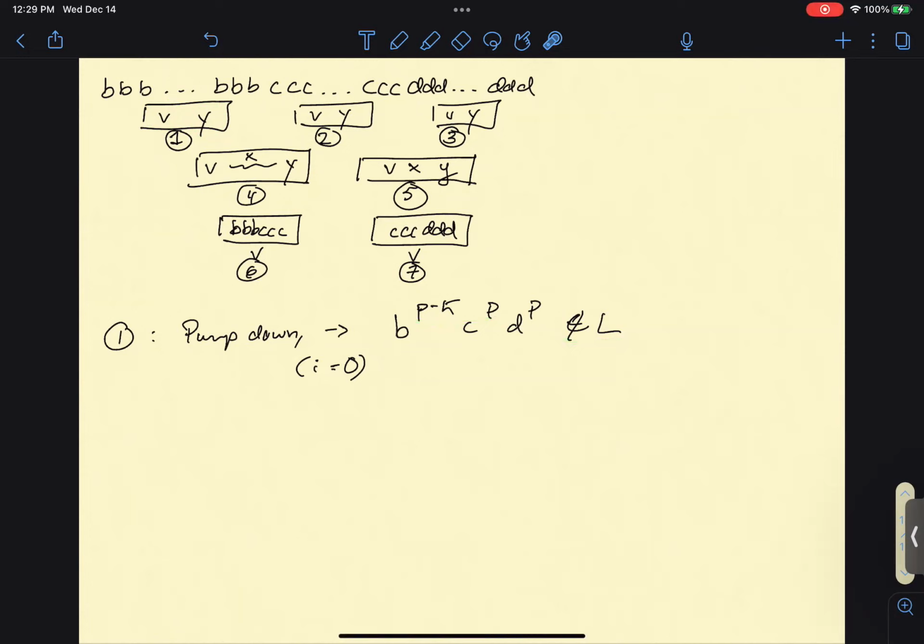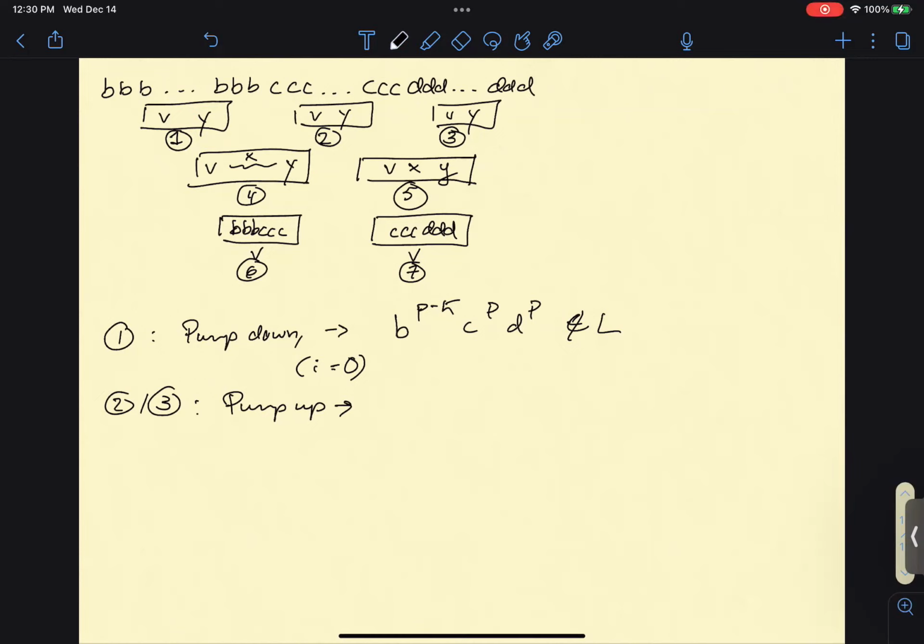Okay. So now what about cases 2 and 3? I guess they're kind of similar. Do you pump down or up, or does it not matter? Up, yes, very good. You pump up, because then you're going to have a surplus of C's or a surplus of D's. And you can't have more C's or D's than B's, because the B has to be the max.